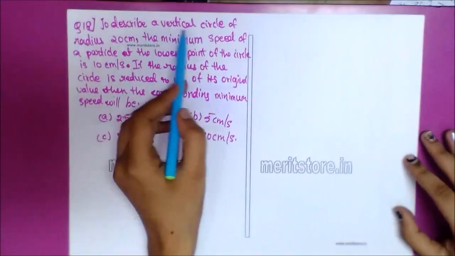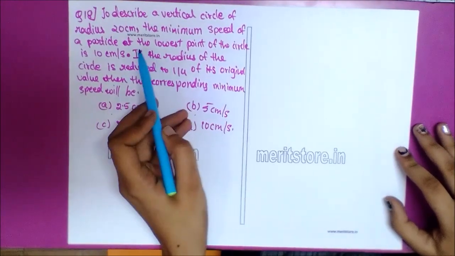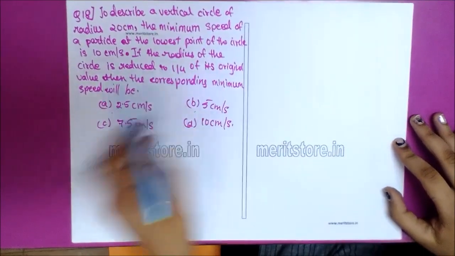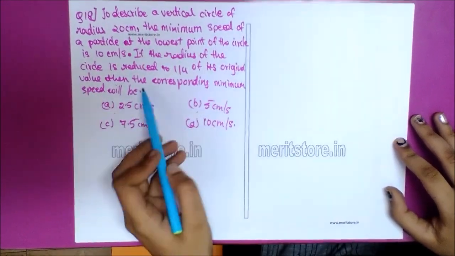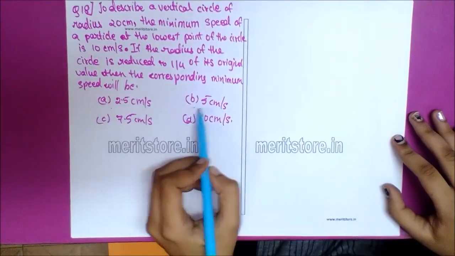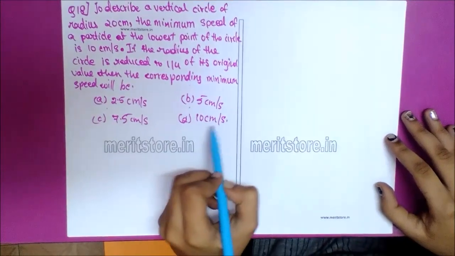Question 18. To describe a vertical circle of radius 20 cm, the minimum speed of a particle at the lowest point of the circle is 10 meters per second. If the radius of the circle is reduced to 1/4 of its original value, then the corresponding minimum speed will be A. 2.5 cm per second, B. 5 cm per second, C. 7.5 cm per second, D. 10 cm per second.